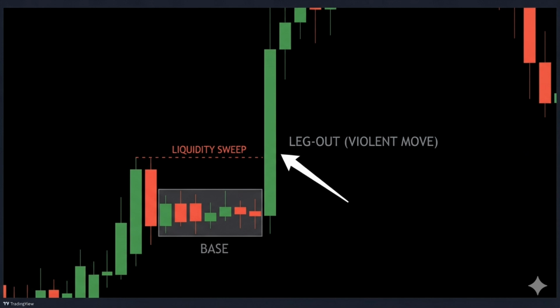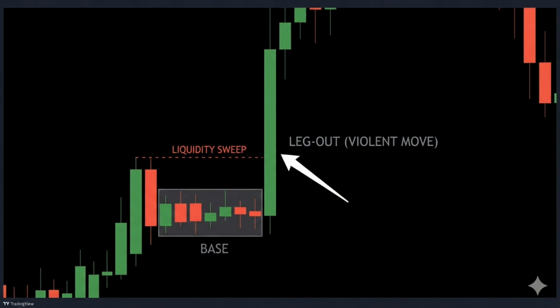How to identify the zones? The leg in and leg out. Identifying these zones is easier than you think. You are looking for a specific structure. Every valid zone has three parts. The leg in. This is the initial move into a base.